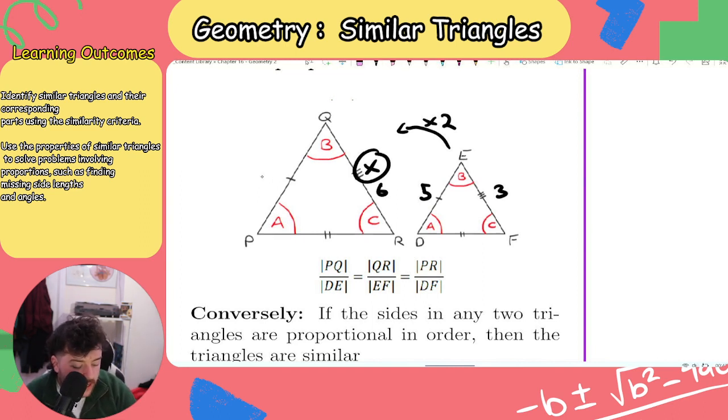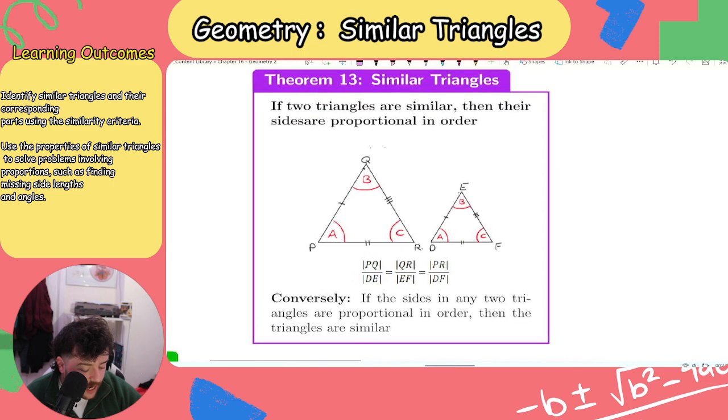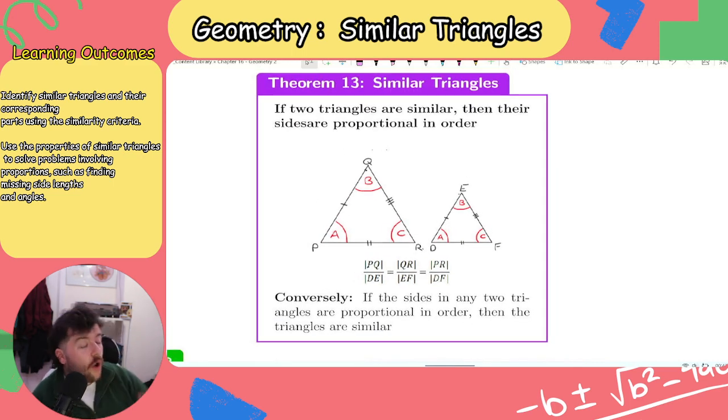How do we do questions like this? Usually what we say is all the sides are proportional to each other. So PQ divided by DE is going to be equal to this side divided by this side, which is also equal to this side divided by this side. Then conversely, if the sides in any two triangles are proportional to each other, we can say that they are similar.